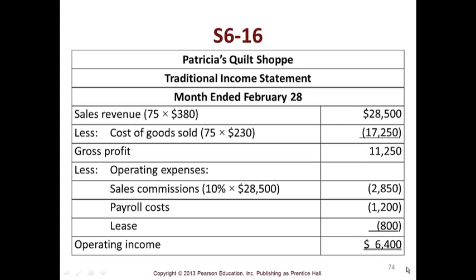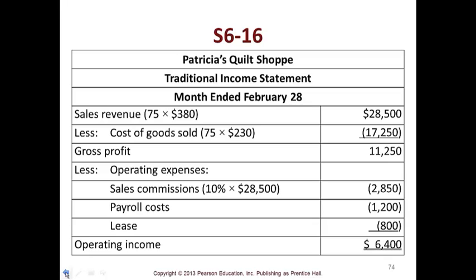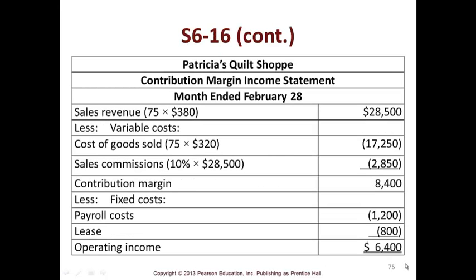Okay, let's look at S6-16. Here is a traditional income statement. It's just a smaller version of a problem like this. They give you the information in the problem so you can walk through how to get to operating income under this example. And then you do a contribution margin income statement and you walk through and notice that the two are actually the same under this example. Okay?